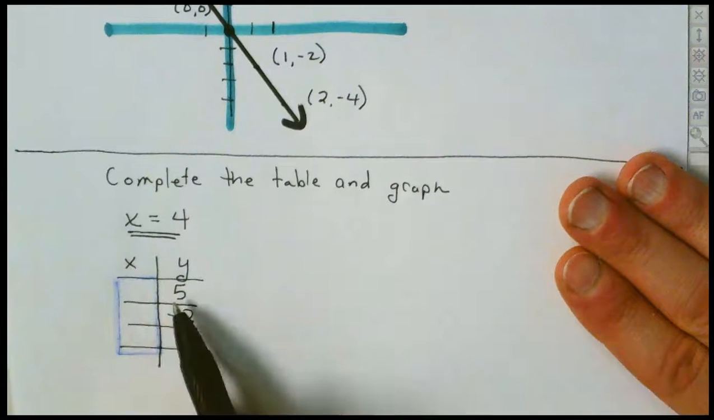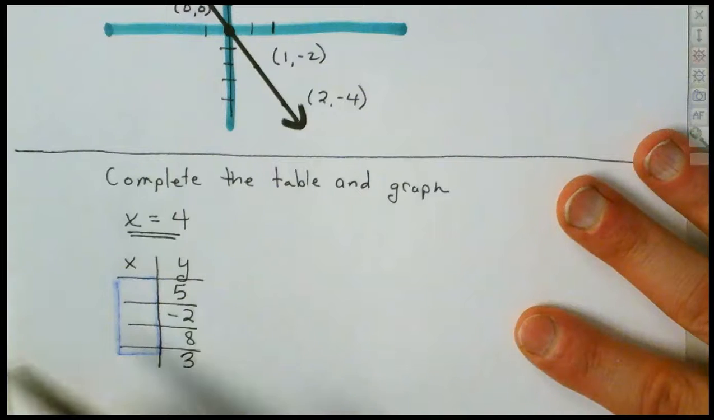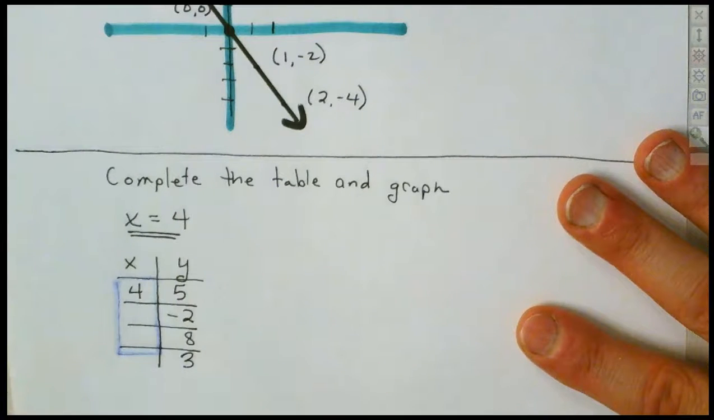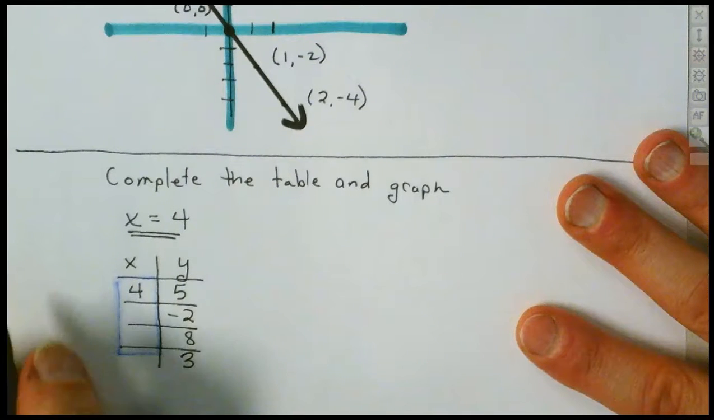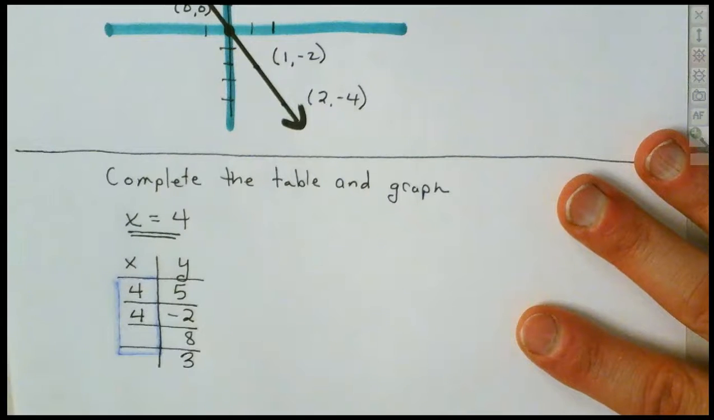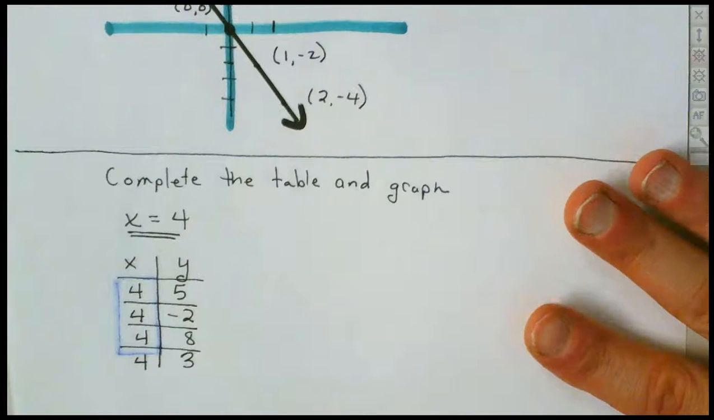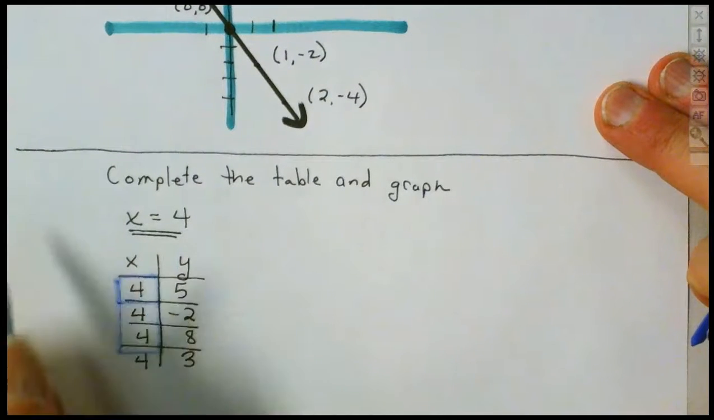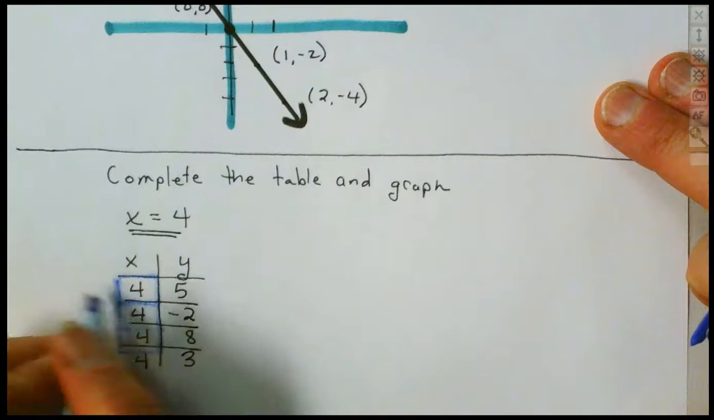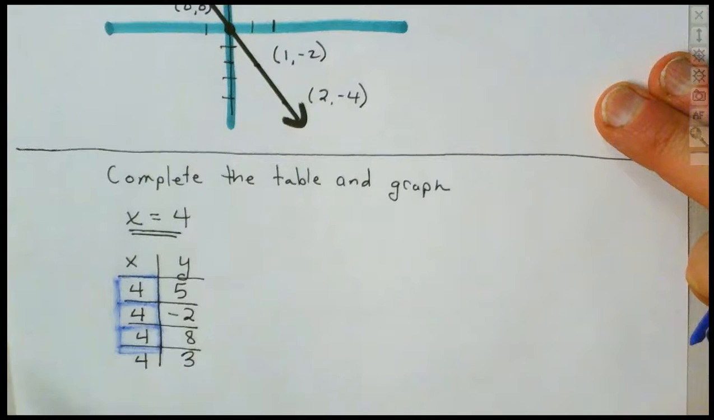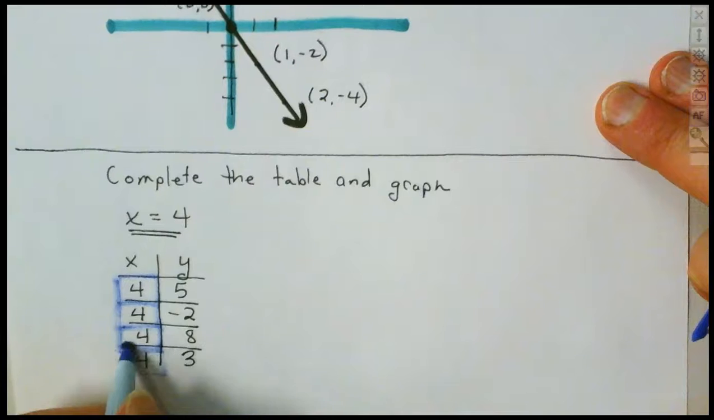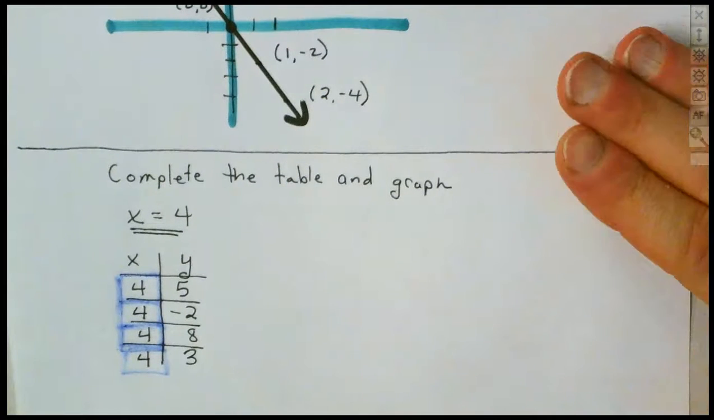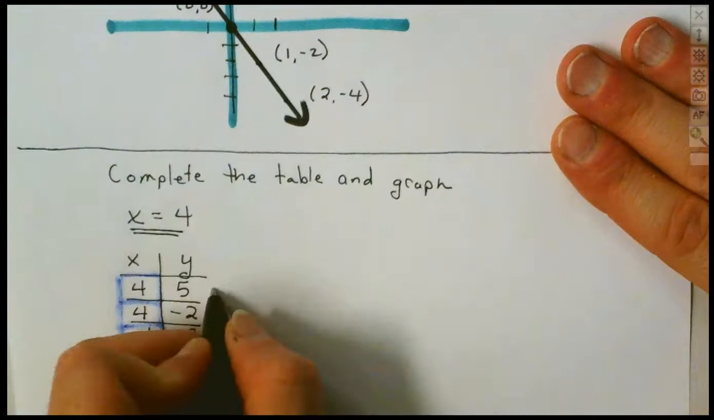4. So if I have y equals 5, what's my x value? 4. Negative 2 for the y, what do I get for my x? 4. 8, what do I get? 4. 3, what do I get? 4. Because in this case, the x value is stuck. And the x value is stuck at 4. So it doesn't matter what the y value is, the x value is always going to be 4.